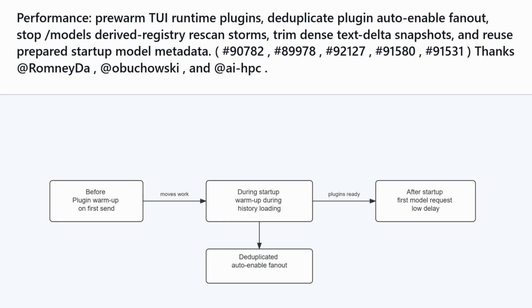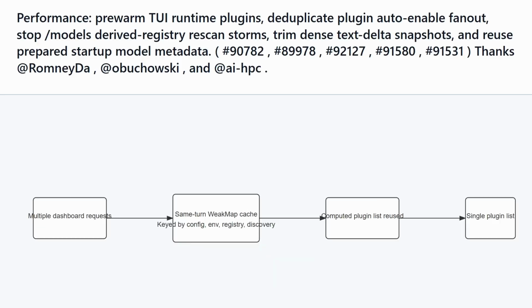This release improves startup performance across multiple areas. First, the TUI runtime plugins now warm up during history loading instead of waiting for the first user send. This moves the plugin activation work earlier in the startup sequence. The first model request after startup sees a dramatic reduction in delay because the plugins are already ready.